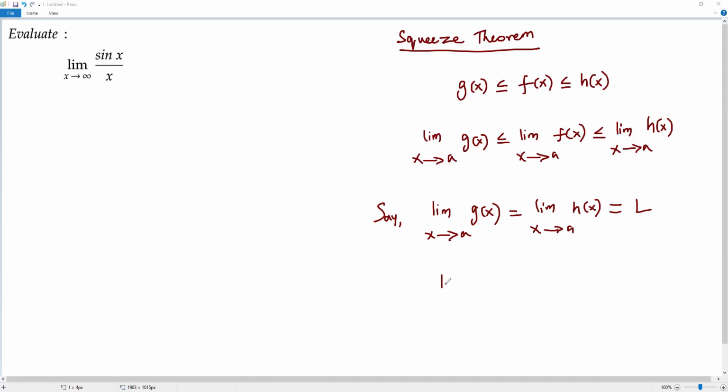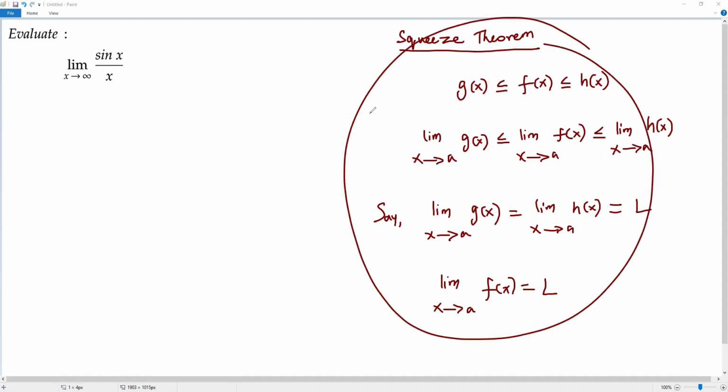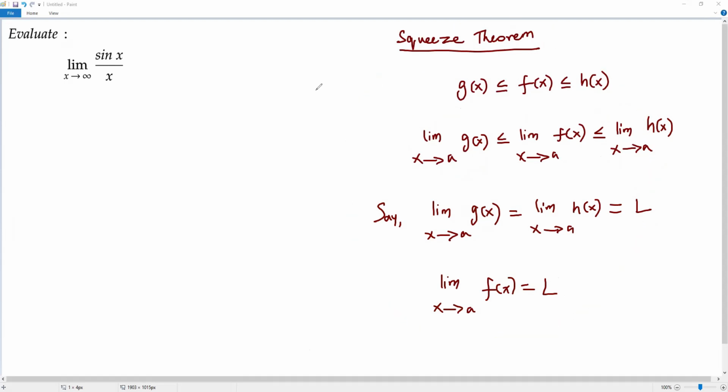So let me write the result. That is, the limit as x approaches c of f of x equals this finite value L. So this is called the squeeze theorem. What we have discussed so far in the squeeze theorem, I'm going to apply in our problem, that is, to evaluate this limit as x approaches infinity of sin x over x.